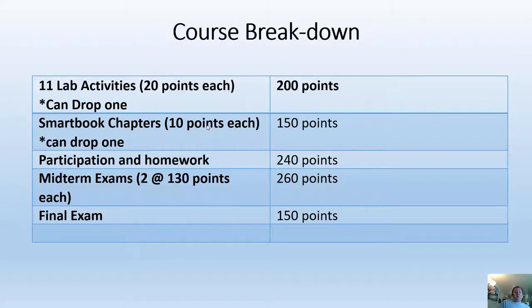Just breaking down the course for you, there are 11 lab activities. You can drop one. I do that automatically. You don't need to let me know. I drop your lowest grade automatically. There are 16 SmartBook chapters, and I'll allow you to drop one of those as well. Same thing, I'll drop the lowest. Then there's participation in homework, which includes your participation in the discussion boards, as well as the various homework assignments.